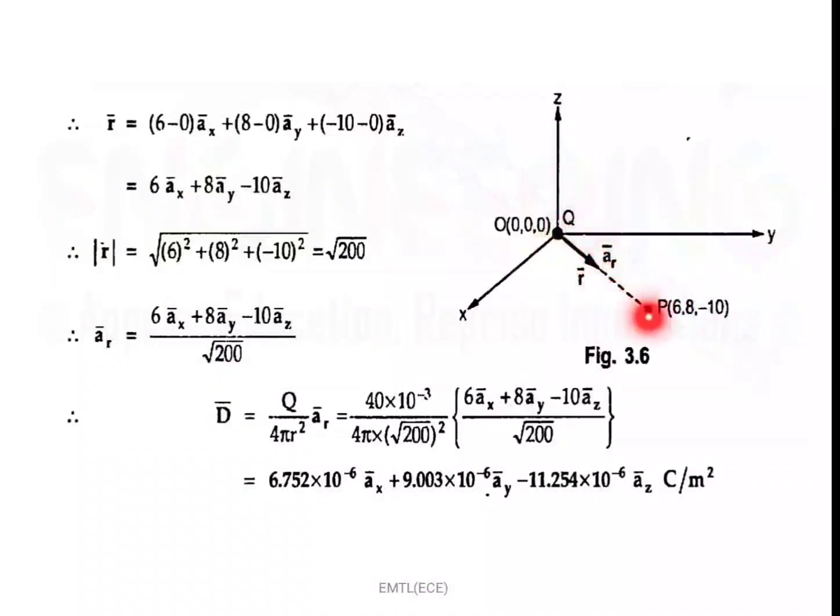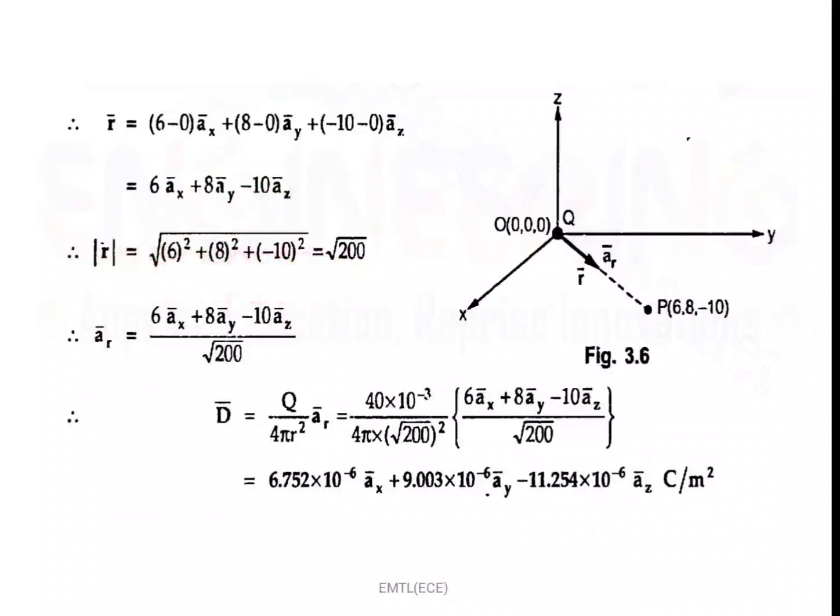Now the distance between these 2 points is R bar, and the unit vector along this direction is AR bar. Now we have to find the electric field intensity at this point. So R bar is equal to, simply by subtracting these coordinates, (6 minus 0) AX bar plus (8 minus 0) AY bar plus (minus 10 minus 0) AZ bar, that is 6 AX bar plus 8 AY bar minus 10 AZ bar.